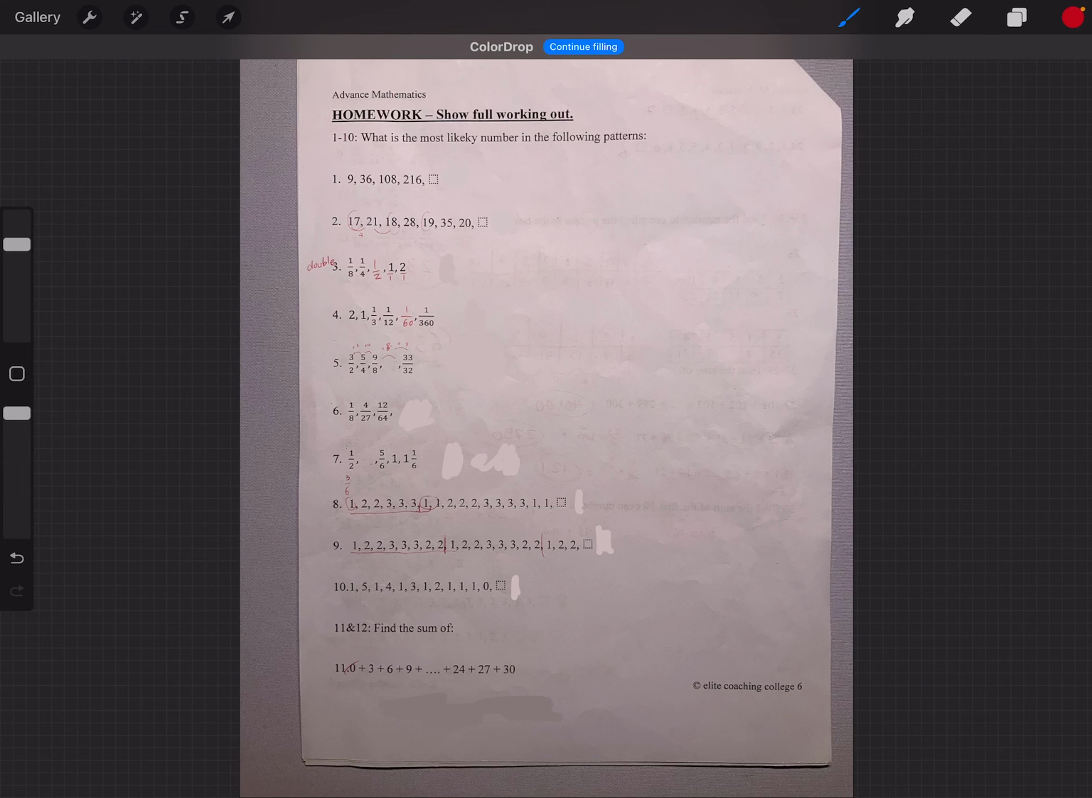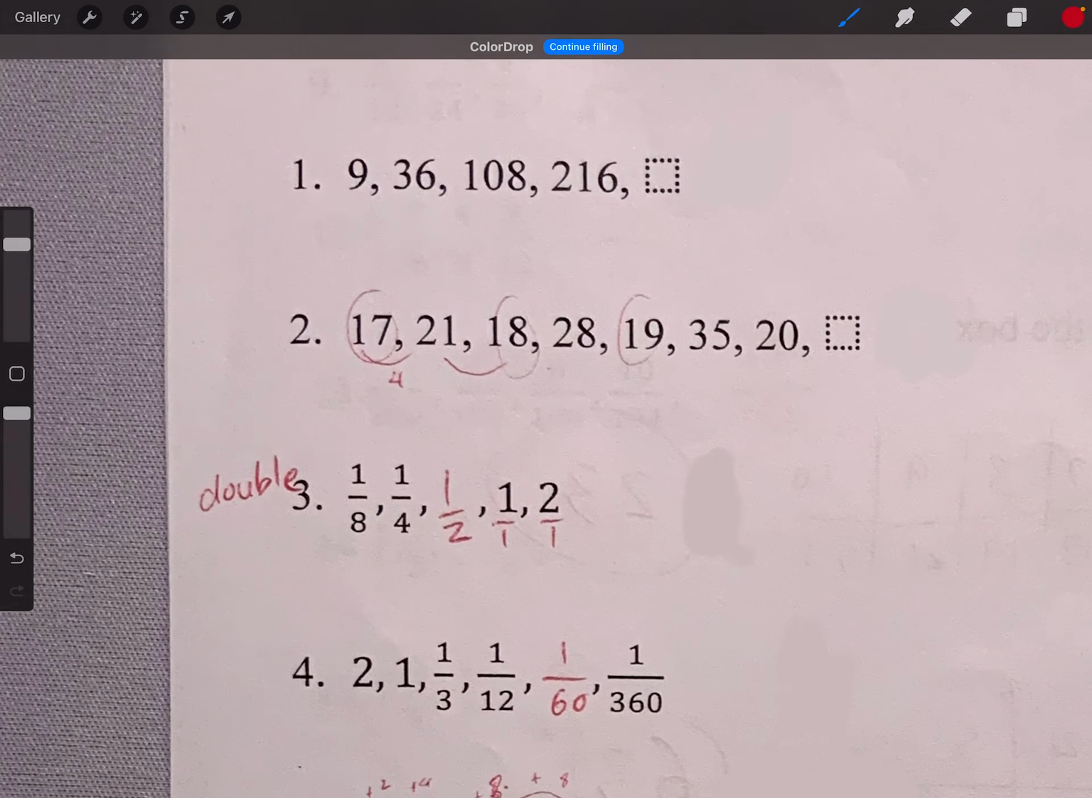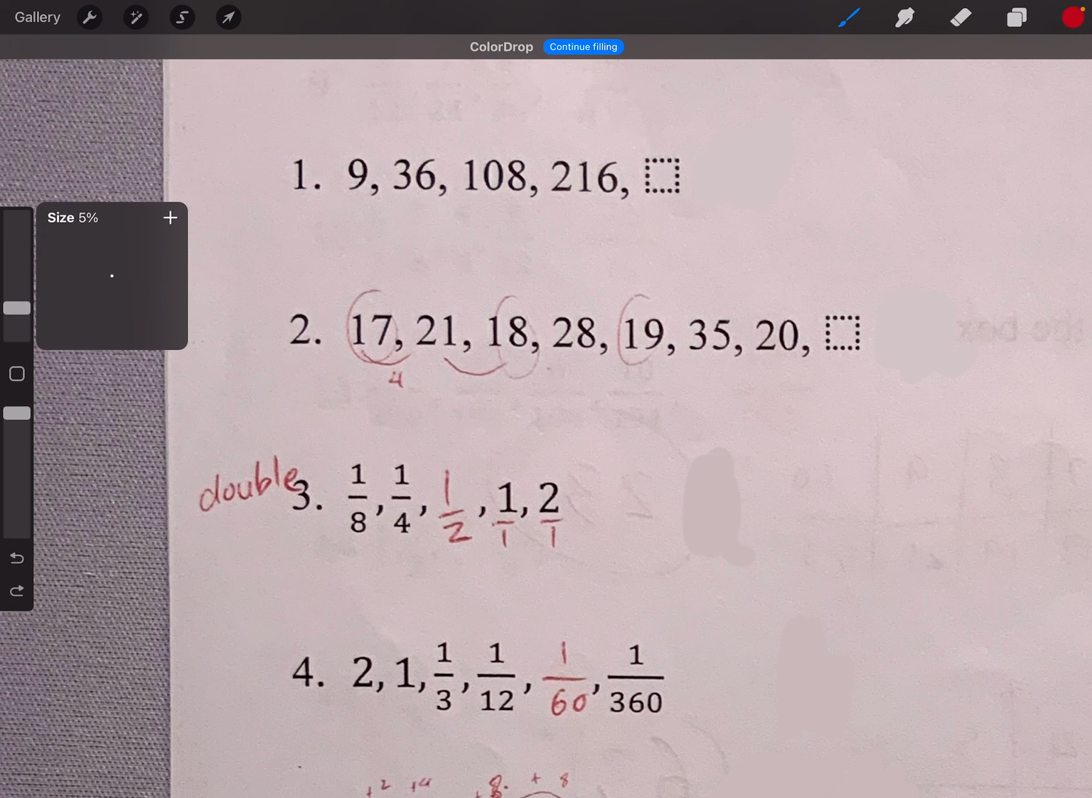On page 6 we're doing patterns. So the first one is, let's have a look here. What's happening in question 1 is that it's going up, and it's going up pretty fast from 9 to 36, and then 108 and 200 and so on. So let's see if we can use multiplication. So let's bring this down to 3.